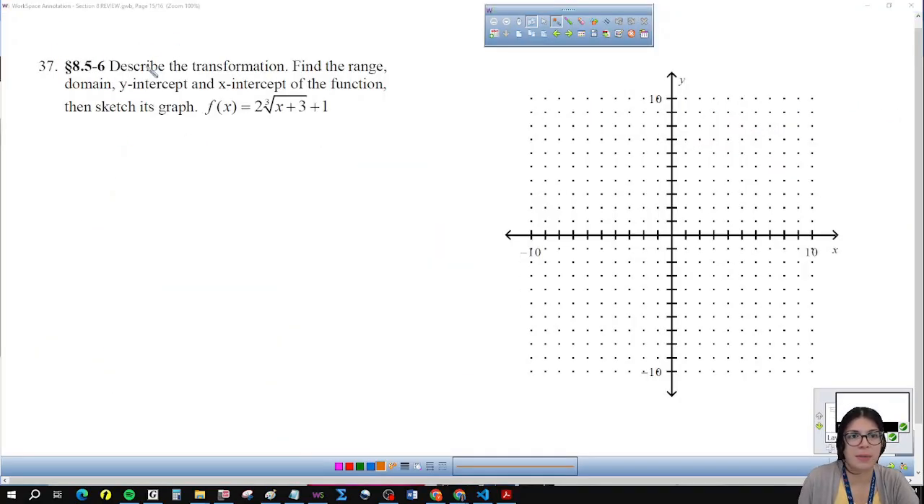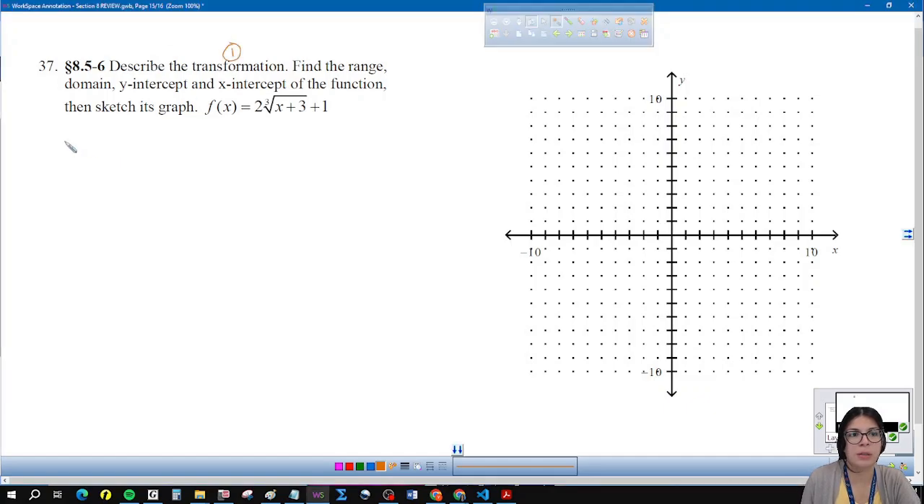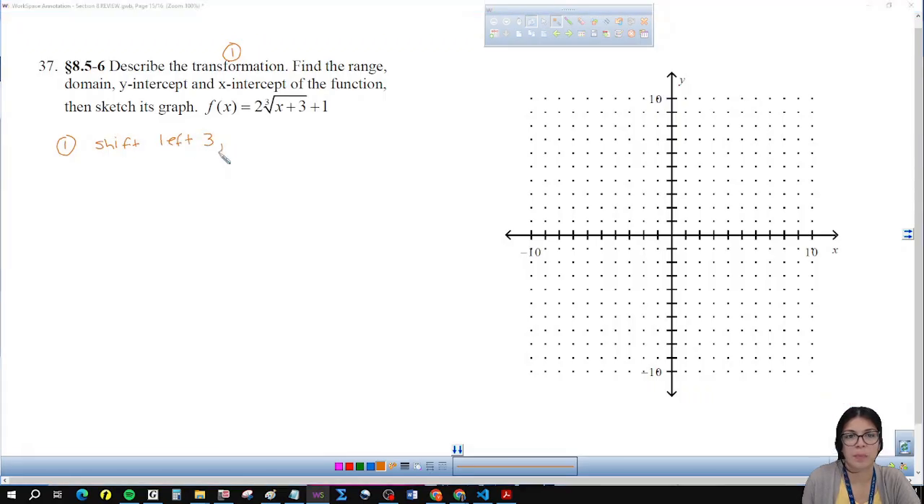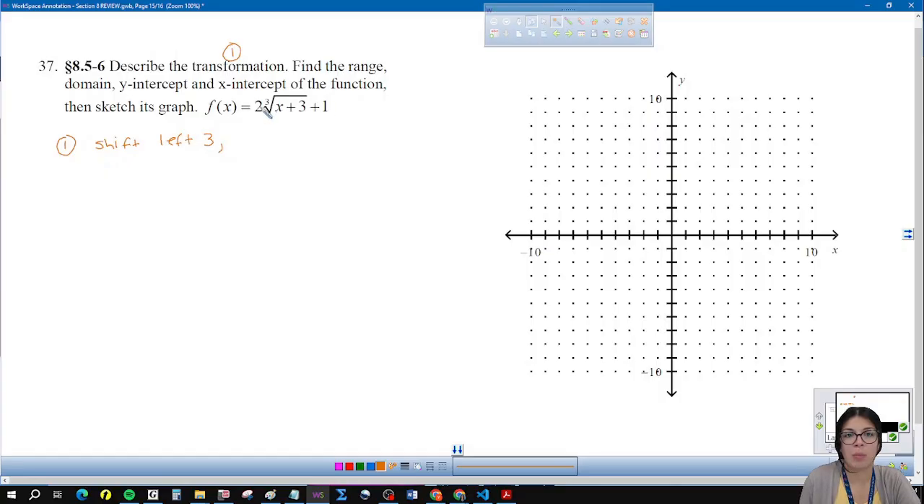Okay, number 37. So describe the transformation. So on the inside with x, we are going to subtract 3, which will be a shift left 3. And then on the outside, we're multiplying by 2 and adding 1. So in the correct order, multiplication is first. So that's going to be a vertical stretch by 2. And then add the 1, which would be a shift up 1.